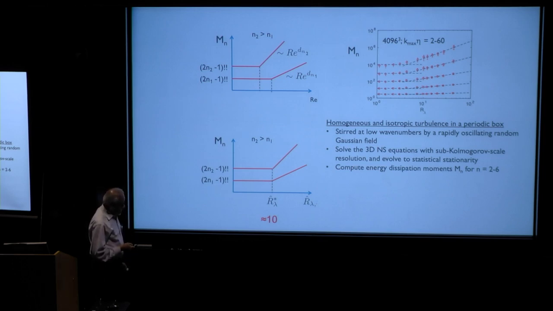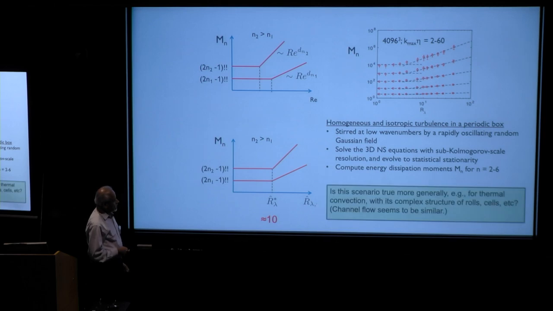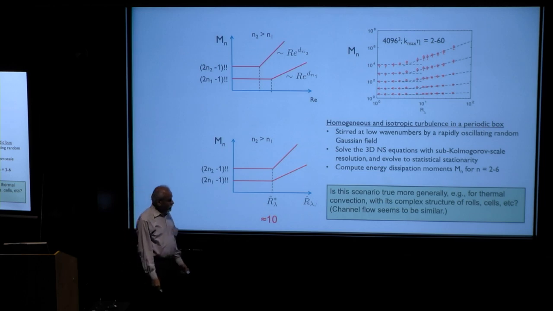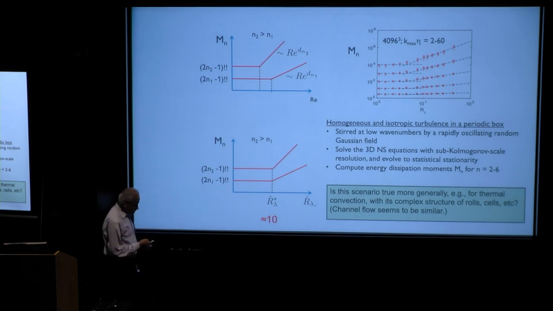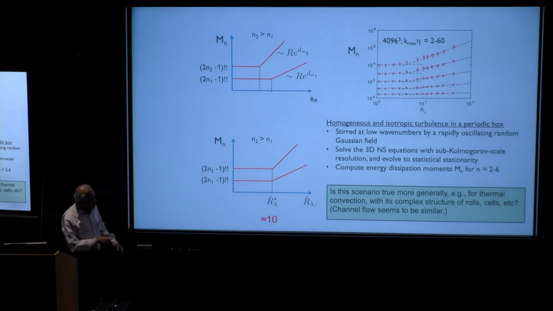But the question that I want to ask here is, is this scenario true more generally for, say, thermal convection, which is a very complex flow with rolls and cells, etc.? We looked at channel flow at one time, and it seems to be similar. I say seems because there are still some issues to be sorted out.